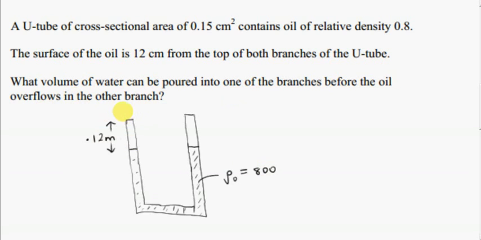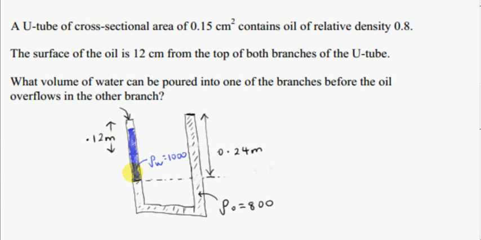Okay, so let's suppose that water is poured in here, and we want to keep pouring in water until the oil overflows in this branch. Well, for the oil to overflow, this level must rise up 0.12 meters. And the level of the oil here will have to move down 0.12 meters.